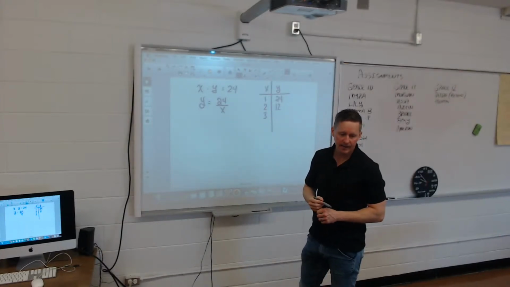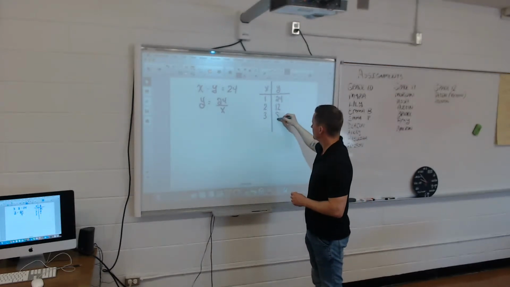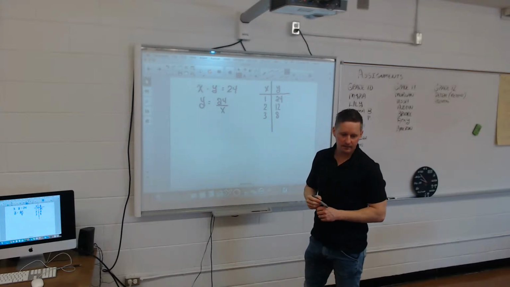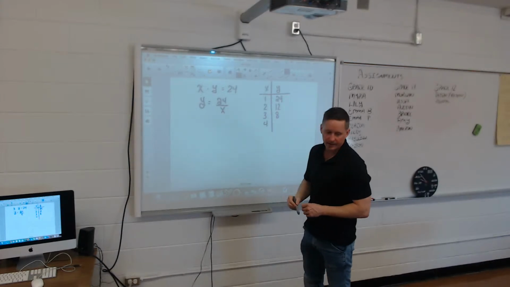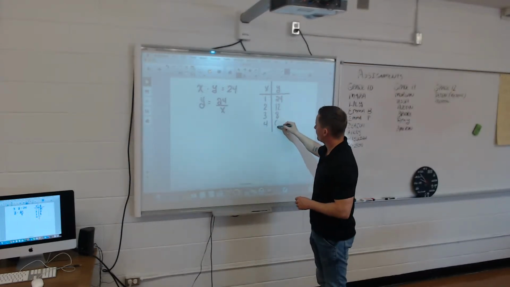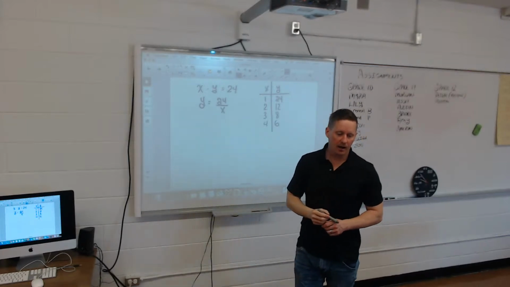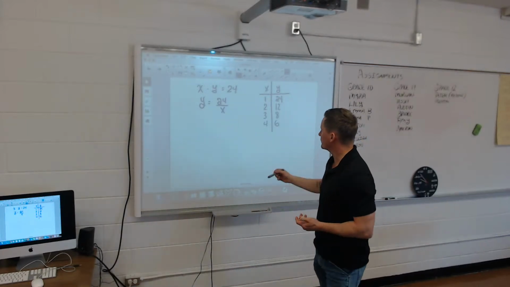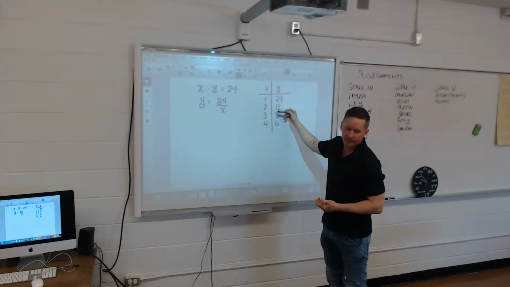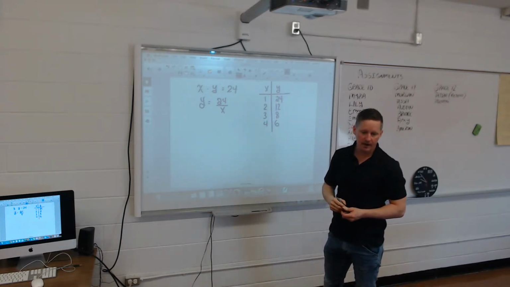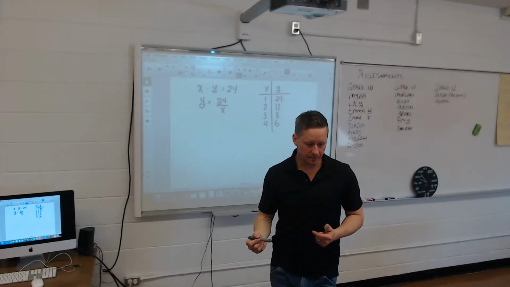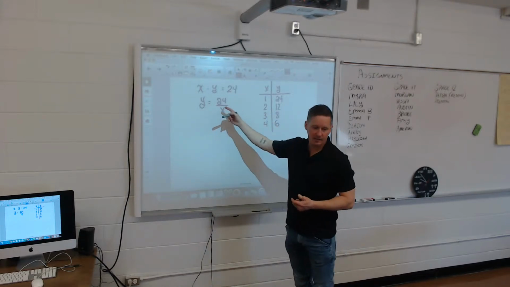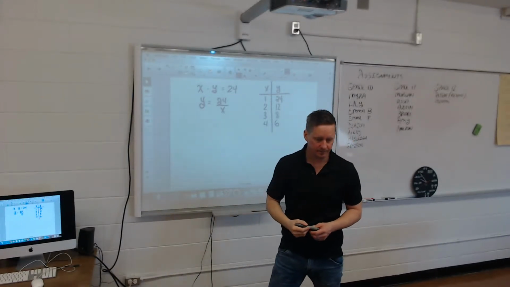24 divided by 3 is 8. And then I put a 4 in there. 24 divided by 4 is 6. So now I've just created a table of values for this. I can put whatever values I want in for x, and then I solve for y, because y is dependent on what x is.